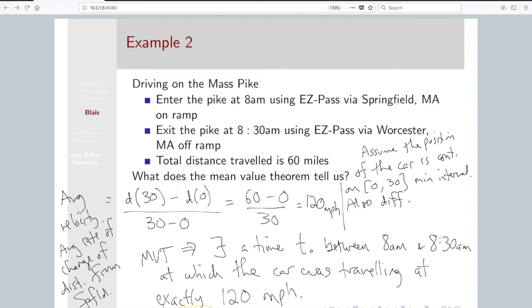You could make physical arguments that there were moments where the driver was going faster, because you can probably guess that the driver didn't get on the pike and get off the pike at a speed of 120. But the mean value theorem doesn't give us that. The mean value theorem says we can deduce with certainty that there was some moment when the car was going exactly 120 miles an hour. These types of driving examples are very helpful for understanding the mean value theorem.